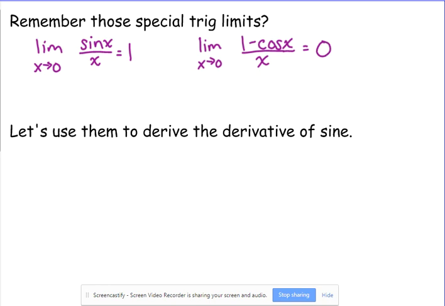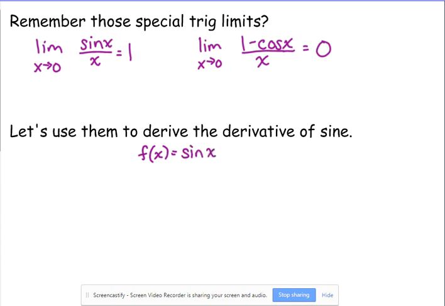We are going to use these to help us derive the derivative of sine. I'm going to show you where the derivative of sine comes from, and we need this to help us get there. Okay, so if we're trying to find the derivative of a function, remember we're going to start with sine. Okay, we're going to find the derivative of sine. So f of x is sine of x.